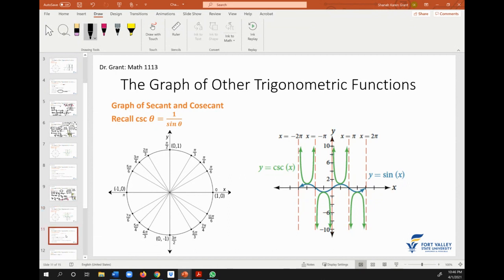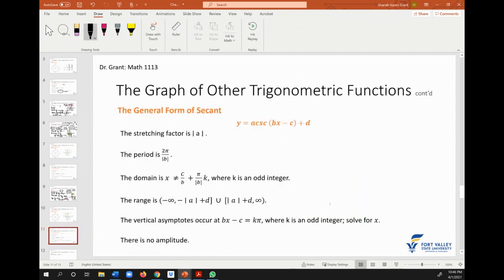All right. So for this, your period is going to be 2 pi over b. And very important to note, for your vertical asymptote, you're going to set bx minus c equal to k pi. Just k pi. And again, k is going to be your odd constants. And we have to solve for x to find our vertical asymptotes.